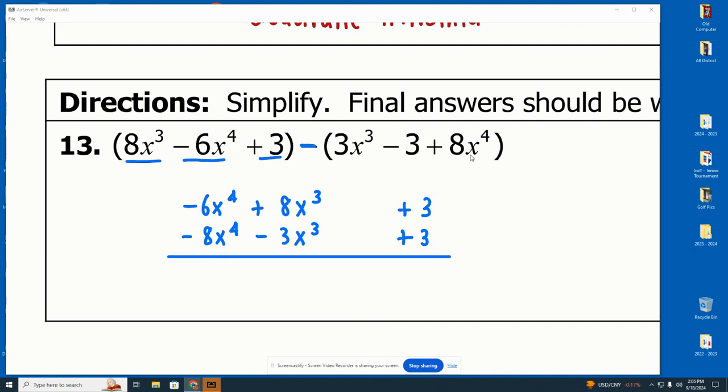So combining these directly, stacked on top of each other, negative 6 minus 8 is negative 14, and your variable remains the same. Positive 8 minus 3 is positive 5, and your variable remains the same. And then positive 3 plus 3 is plus 6, and there was nothing else there. I left that gap for no reason. But there it is. There's my answer in standard form.